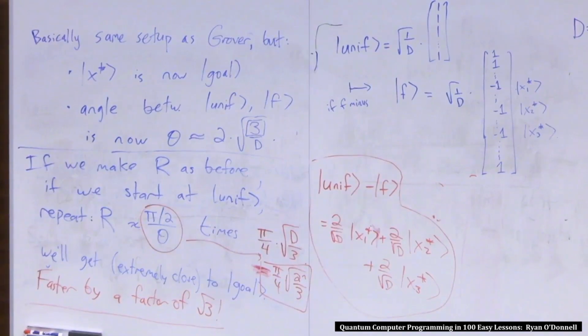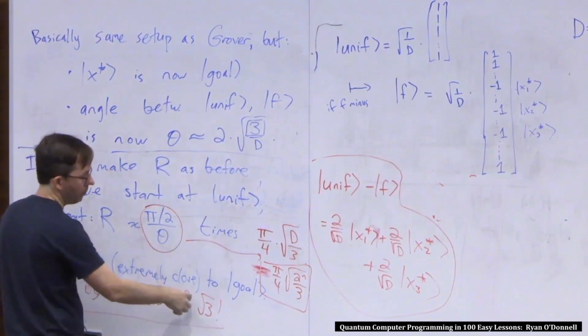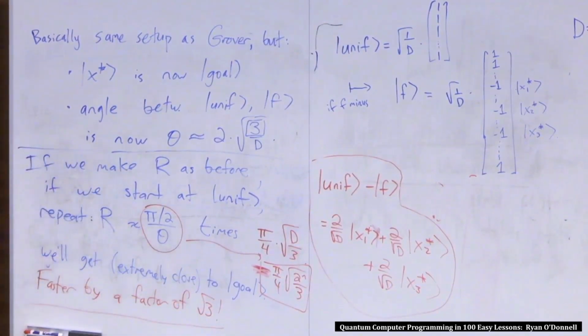Okay, and why is it 3? It's because we started by assuming there's 3 satisfying strings. And what I'll show somewhat later is this is generally true. If there are s satisfying strings, then you actually can do Grover's algorithm square root of s times faster. And we're going to get into that. Any questions?